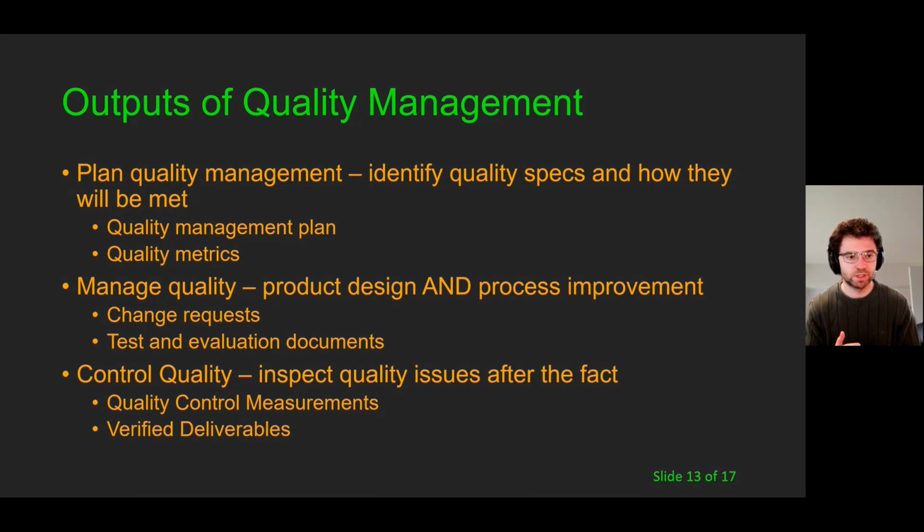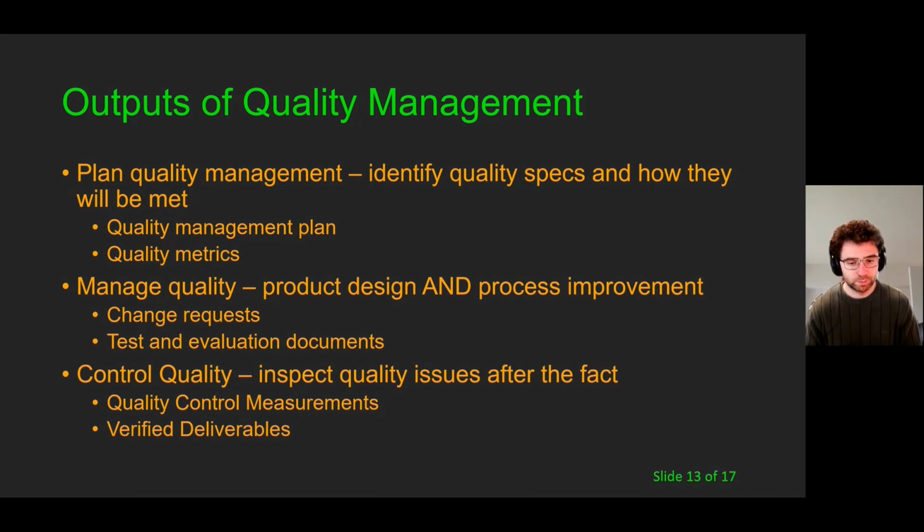So this is really not looking at just the product design. It's actually looking at the process improvement, which is to say the thing that's taking place to actually make the thing itself. So these are things like change requests internally as well as from customers, as well as the types of test and evaluation documents, internally as well as externally, that we use not only for the product, but again for the process. And then, of course, finally, we have controlling quality, right?